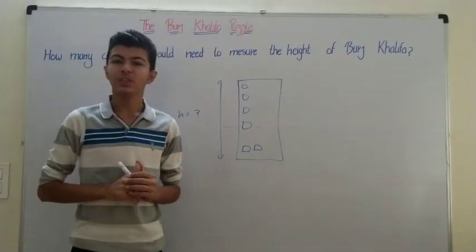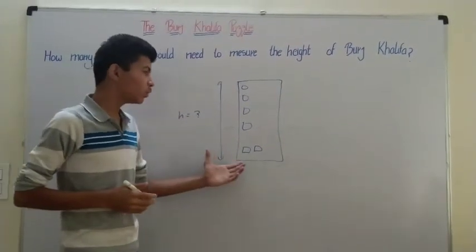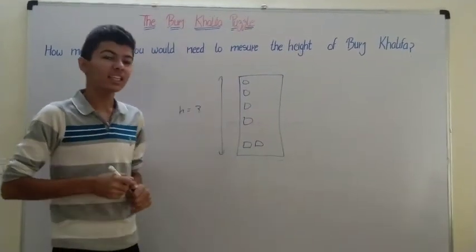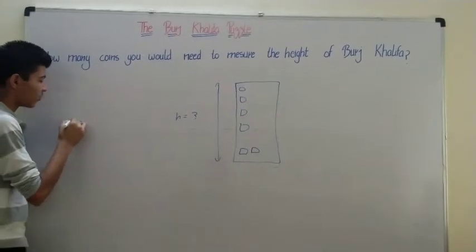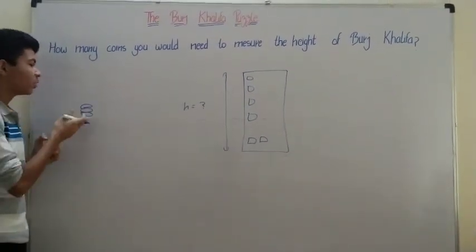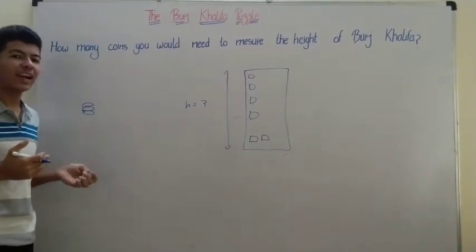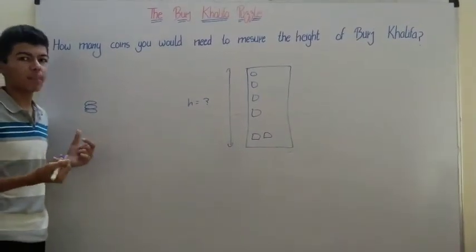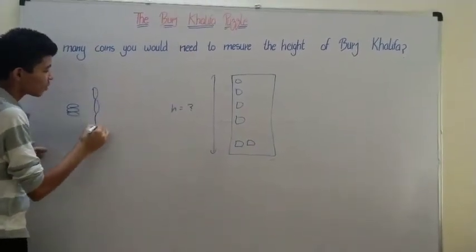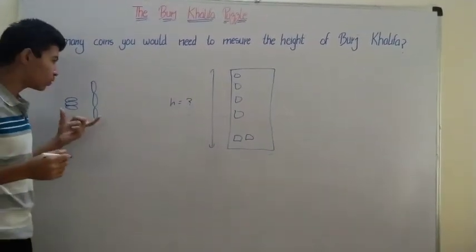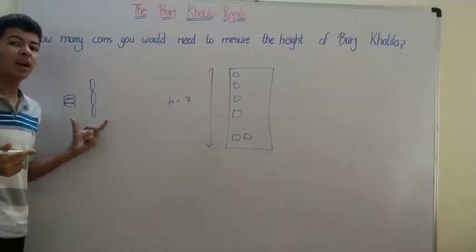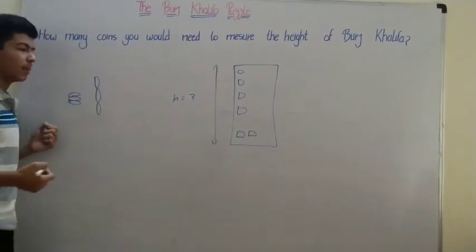So let's move to the solution. What might you imagine to measure the height of this building? First, you can stack up these coins on top of each other, but this would not be useful because you would require lots of coins and it would be practically impossible. Another way is to stack up these coins on their rim. This would require fewer coins, but it would again be impossible.